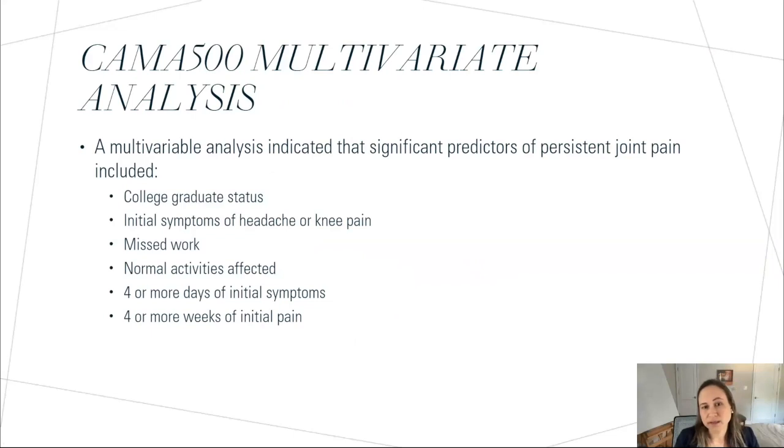In a multivariate analysis, we determined that there are certain variables that were associated with persistent joint pain, and those included college graduate status, initial symptoms of headache or knee pain, missed work, normal activities affected, or 4 or more days of initial symptoms or 4 or more weeks of initial pain, indicating that a more severe initial infection was more likely to cause persistent arthritis afterwards.